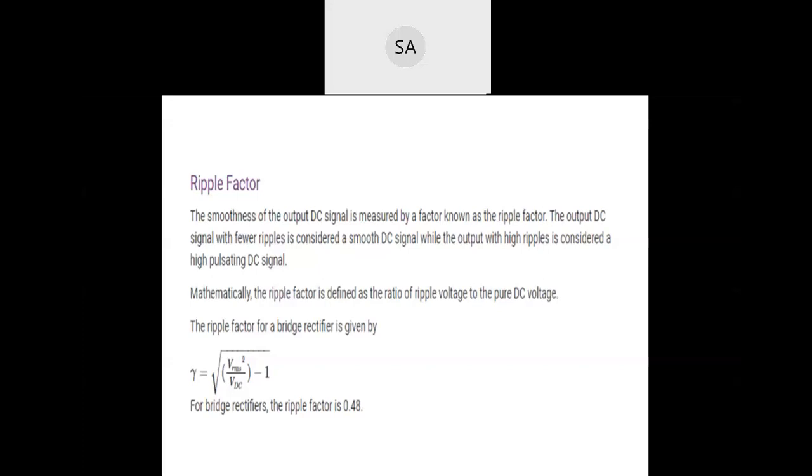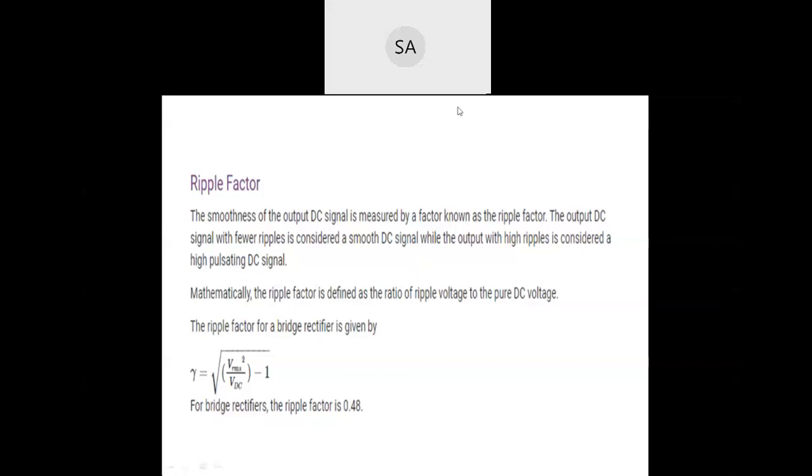IRMS is equal to the square root of 1 by pi integral from 0 to pi of I square d theta. That is Im square by pi into the integral from 0 to pi of (1 minus cos 2 theta) by 2 d theta. The integral of cos 2 theta is sin 2 theta, which becomes 0, and you will get Im by root 2. That is the same as what we discussed for the center tapped full wave rectifier.